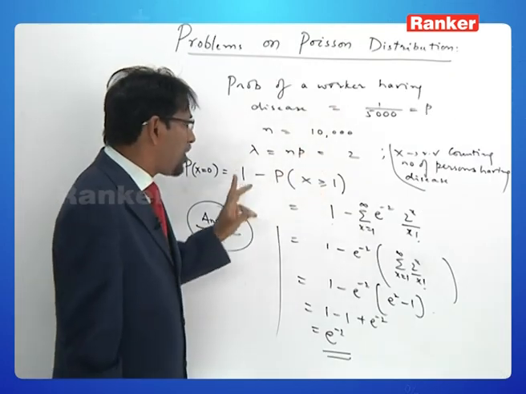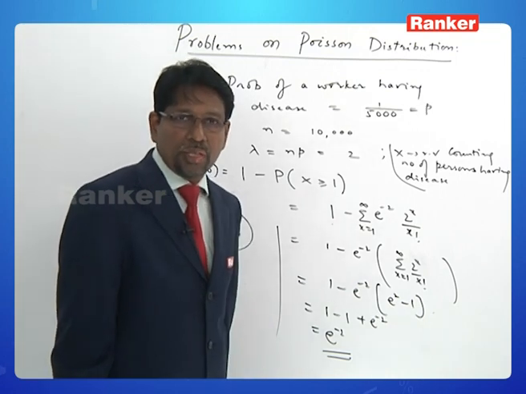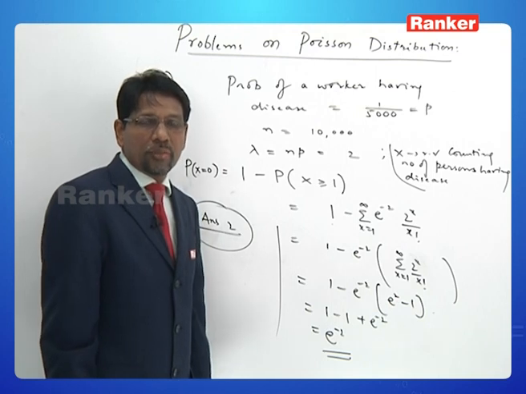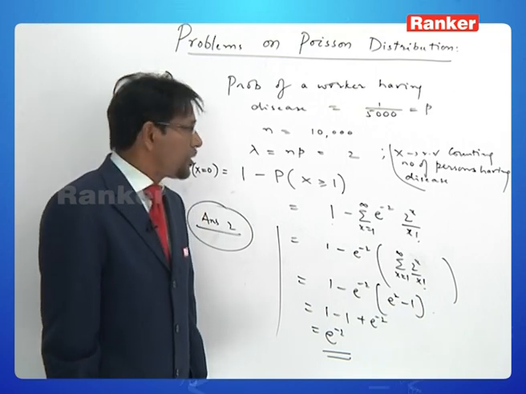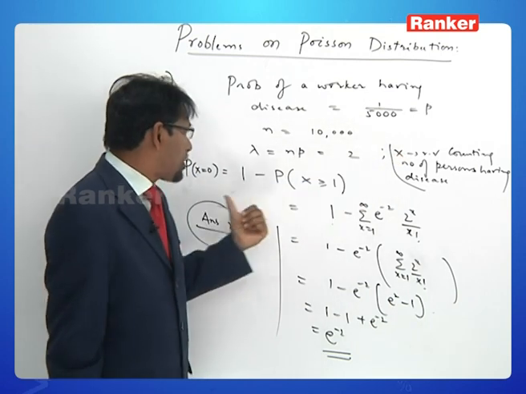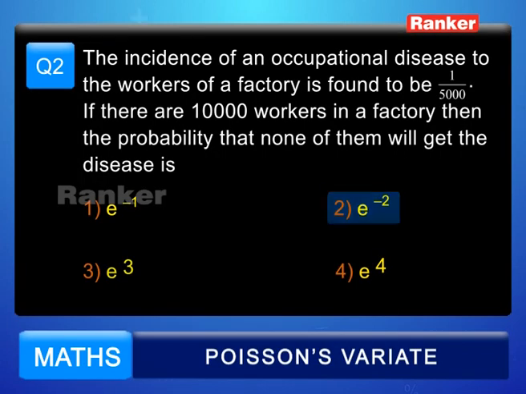What is the probability mass function? E power minus lambda into lambda power x by x factorial, x ranging from 0 to infinity. Now, what is x there? The number of persons who are diseased. Capital X, values taken by capital X are small x's. The probability of x equal to 0 is what we require, and that is e power minus 2.